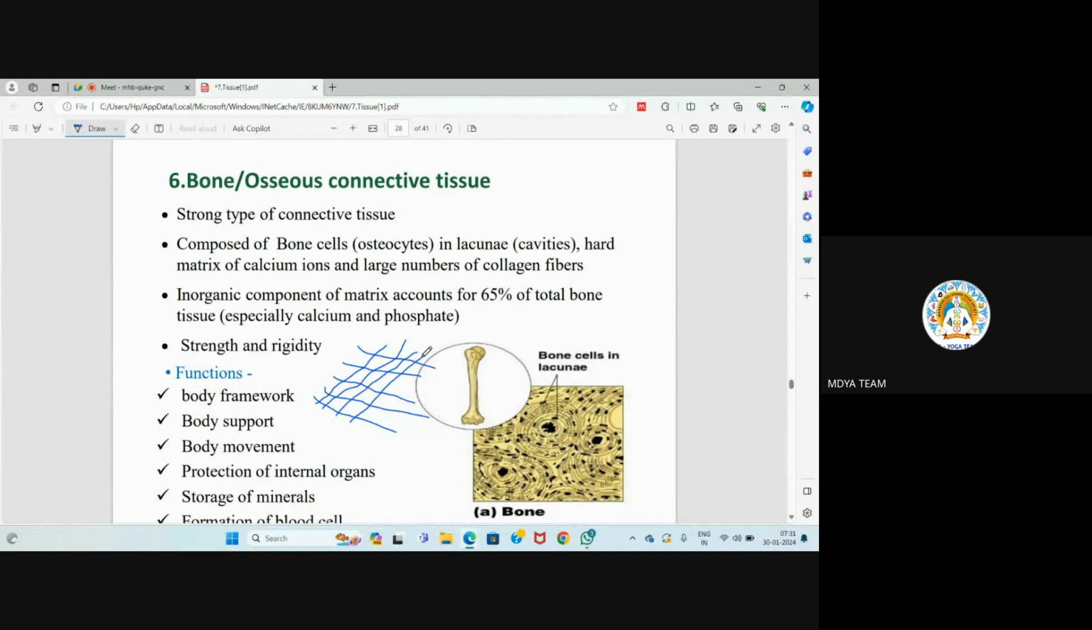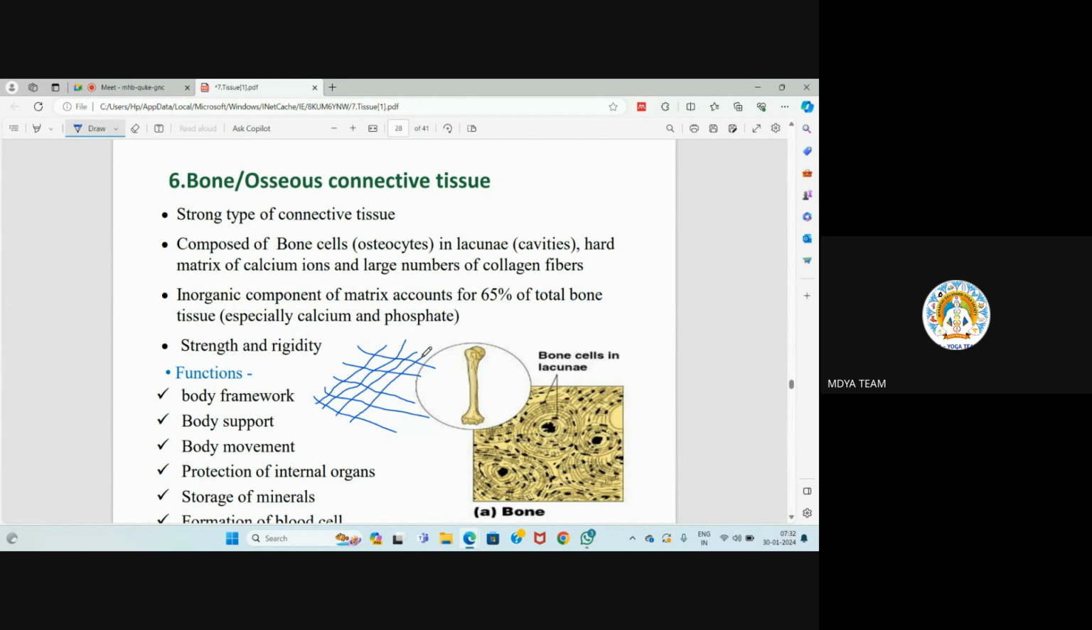So it provides body framework, body support, body movement. Yes, obviously, without bones and without joints, body movements are not possible. We will learn these things in detail in the skeletal system. When joints are healthy, for that reason only movement is possible. Otherwise, if we had a single bone from our shoulder to our fingers, then we wouldn't have elbow movement or finger movement, and it would be very difficult to live.